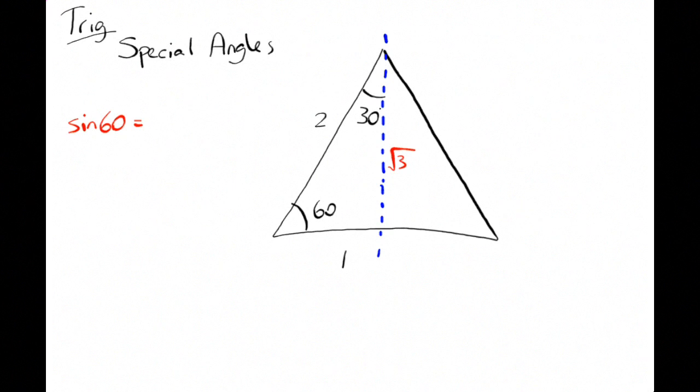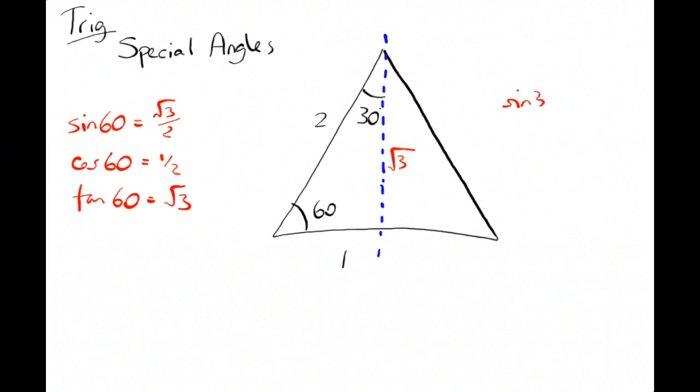Sine 60 is opposite over hypotenuse, so that gives me root 3 over 2. Cos 60, adjacent over hypotenuse, is 1 over 2. Tan 60, opposite over adjacent, root 3 over 1, root 3. Considering the 30 degree angle, sine 30, opposite over hypotenuse, 1 over 2. Cos 30, root 3 over 2. And tan 30, 1 over root 3.